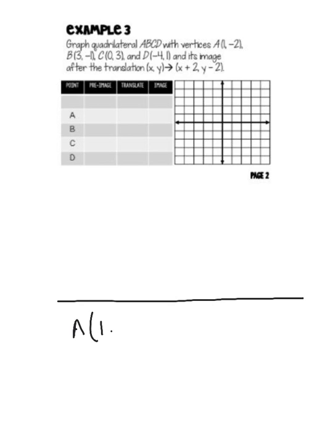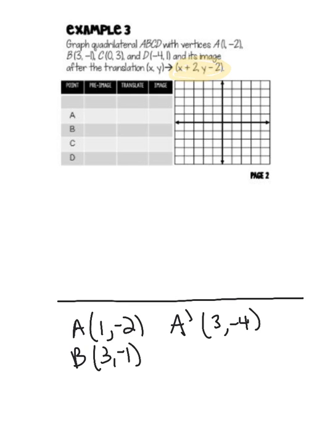So if A is at 1, negative 2, then A prime is transformed by adding 2 to x and subtracting 2 from y. So our A prime is 3, negative 4. B is at coordinate point 3, negative 1. So B prime will be at 5, negative 3.